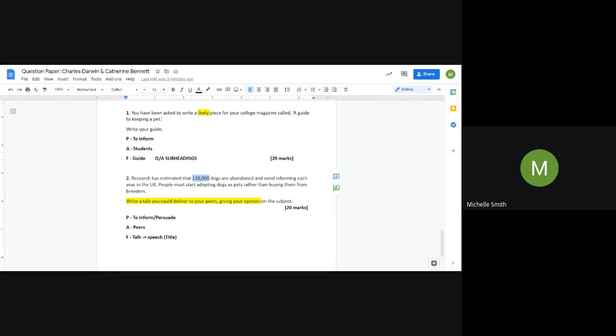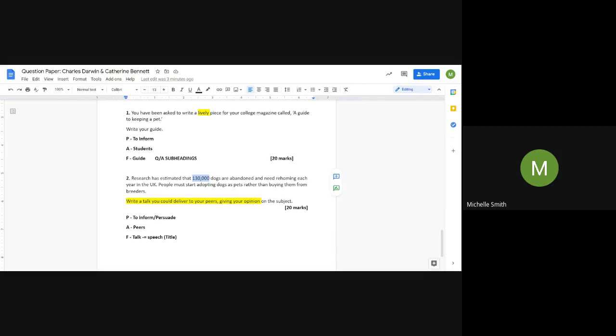Of course, you may have the other view. You may think that we shouldn't adopt pets from rehoming centres. You might not even think rehoming centres should exist. Maybe you're somebody that thinks that dogs like that who are abandoned should be euthanized. Perhaps you don't think we should be breeding dogs at all anymore, and people shouldn't be keeping dogs as pets at all for whatever reason. Maybe the main reason is because 130,000 of them end up in rehoming shelters. It's completely up to you.